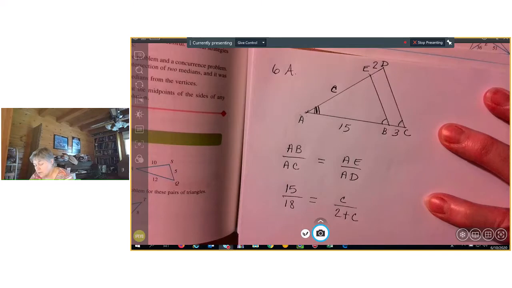So let's see what we can do with this. Let's say that we have 15 times 2 plus C, and that's equal to 18 times C. So what you're having to do is distribute this. So we have 30 plus 15C is equal to 18C. I'm going to subtract the 15C.